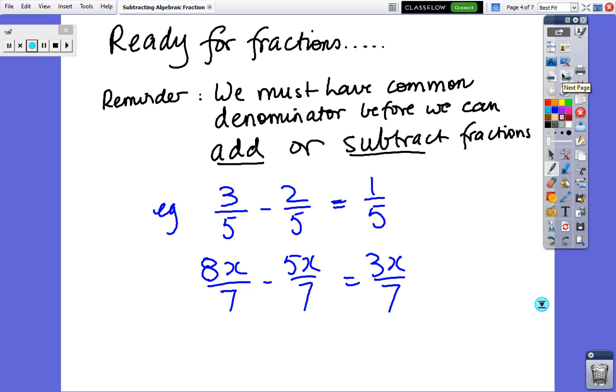Okay, so I think we're ready for fractions now. Reminder, we must have common denominators before we can add or subtract fractions. So you've been adding, now we're subtracting, but we've got to have the same denominator. So if you have 3/5 of a pizza and you minus 2/5 of a pizza, you have 1/5 of a pizza. Okay, so something over 7 is over 7. 8x minus 5x is 3x. So they're the simple ones, but copy down and when you're ready come across to the next slide.